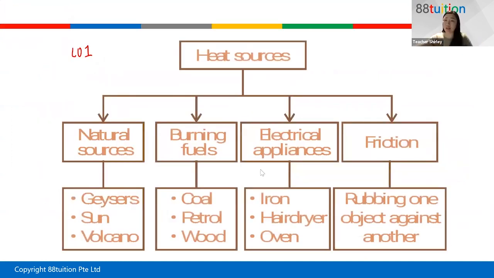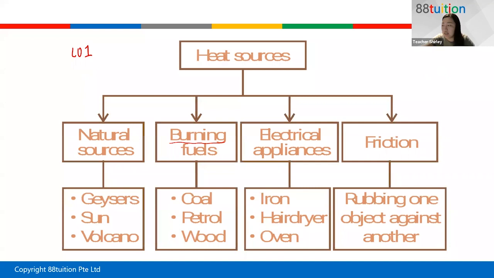Then of course we have our next group of sources of heat, which is burning fuel. It has to be burning, then it has heat. If it's not burning, it does not have heat. If it's not burning, it actually has another form of energy, called chemical potential energy. Only when fuels like coal, petrol, and firewood are burning do they have heat energy. When they're not burning, they're just kept somewhere, they have chemical potential energy.